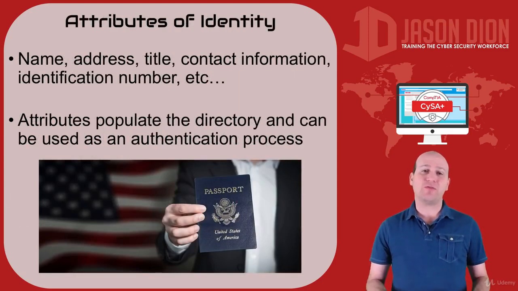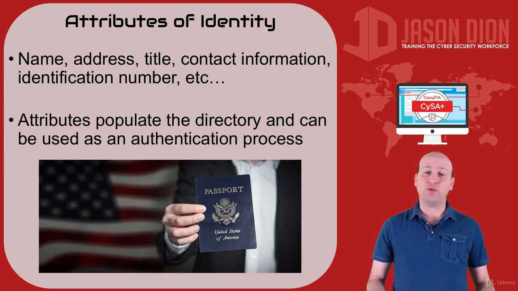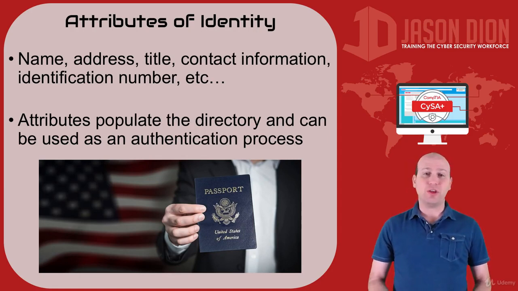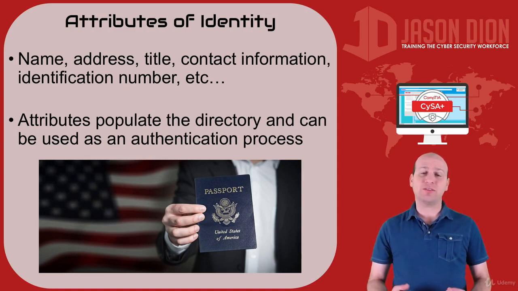So there are many different attributes to identity. There's your name, your address, the title you hold at work, your contact information like your phone number or email address, even identification numbers like your social security number or passport numbers. All of these things can make up your identity. And what information makes up your identity is going to be determined by your information system and your identity management system. Now, when we start talking about these attributes, they all can be populated into a centralized database.